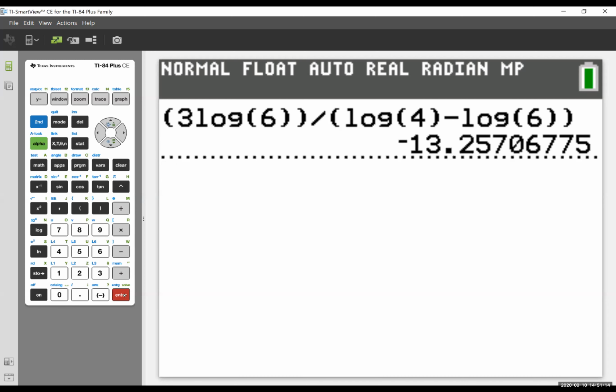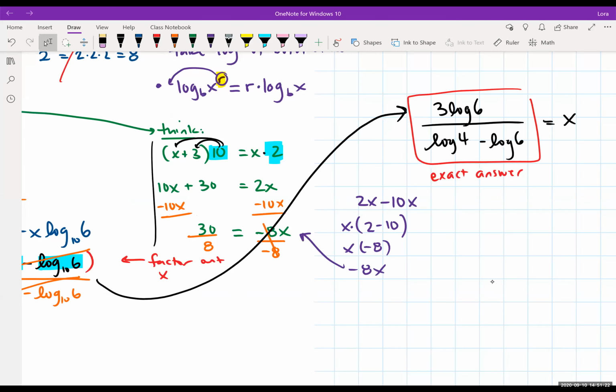I'll write it back down for ourselves. So we should have, switch back to the screen. The approximate answer, or the approximation, would be given by x, and we'll draw the little approximation equal sign. Negative 13.25706. See if I can remember that when I write it. Negative 13.257. I think it was 06. I'm going to go back and check while you're waiting. 06775.